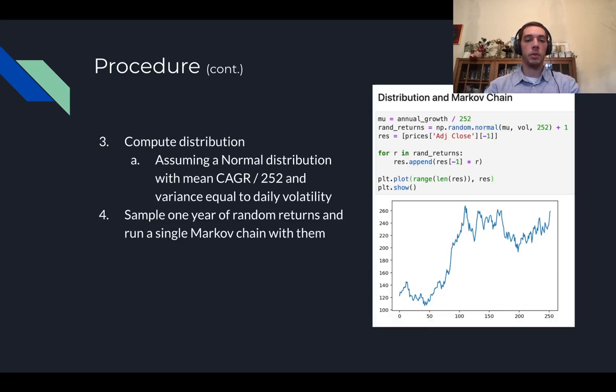Next, we're going to compute the distribution. We are assuming a normal distribution with mean equal to the compound annual growth rate divided by 252. That 252 comes from the number of trading days in a year. And for that normal distribution, we are going to set the variance equal to the daily volatility that we just computed.